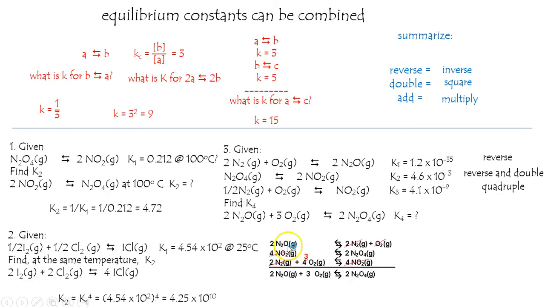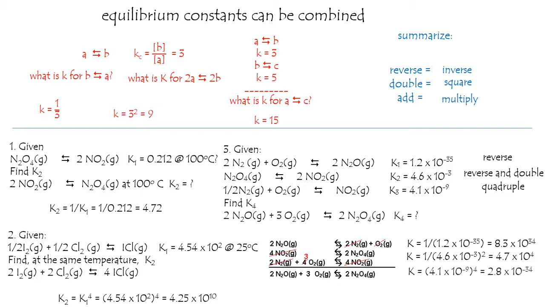Therefore, here it is reversed. Take the inverse of the K value. Here it is reversed and doubled, so take 1 over K squared. And the last one needs to be multiplied by 4, so take that K value to the 4th power. Good, you got all 3 fresh ones.